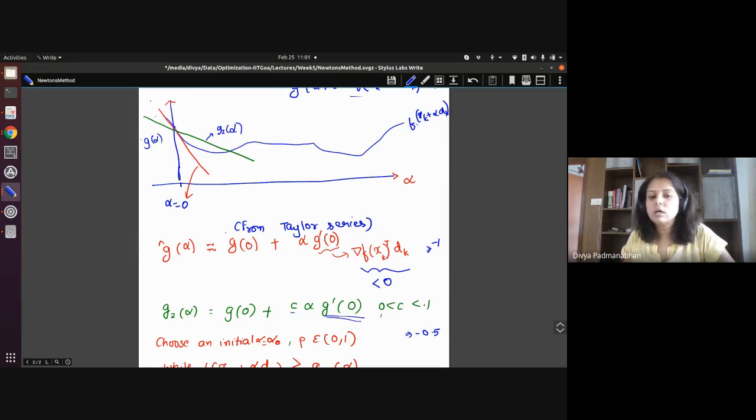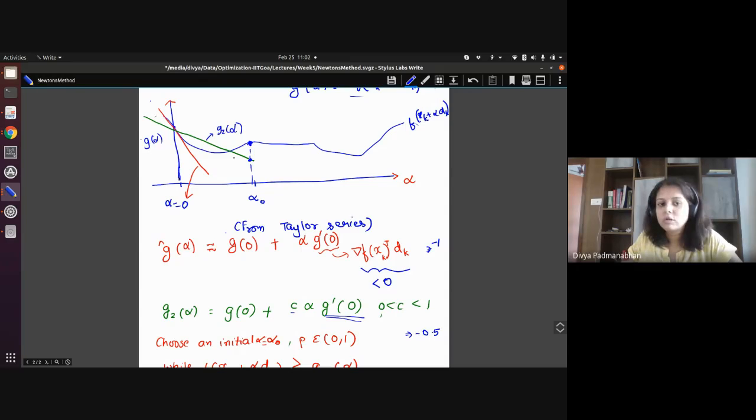This backtracking line search makes use of this g2 alpha as a reference point. In the sense, you start off with some alpha here. Okay, this is your initial alpha naught, and you evaluate the function value here. Now this is going to lie above this line, right? So the value of g2 alpha evaluated at alpha naught is this point. The function lies above this.